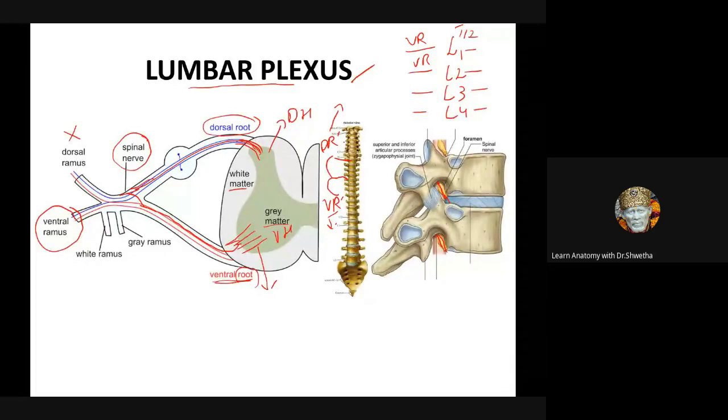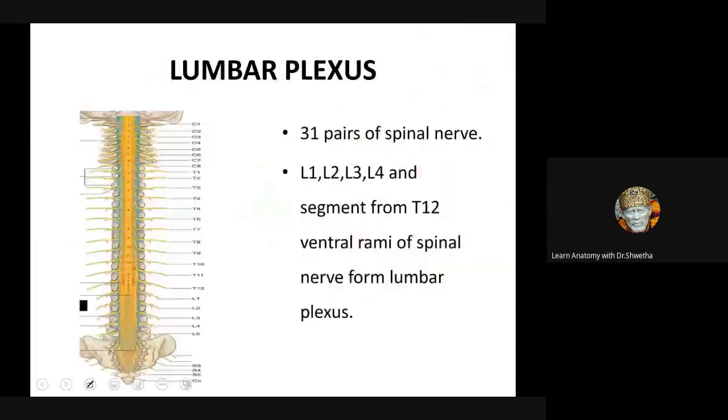Now we will go to the next slide. This is to show you that there are 31 pairs of spinal nerves, out of which cervical are 8. Then you have 12 thoracic spinal nerves, 5 lumbar, 5 sacral, and 1 coccygeal. Now, we are talking about the lumbar plexus.